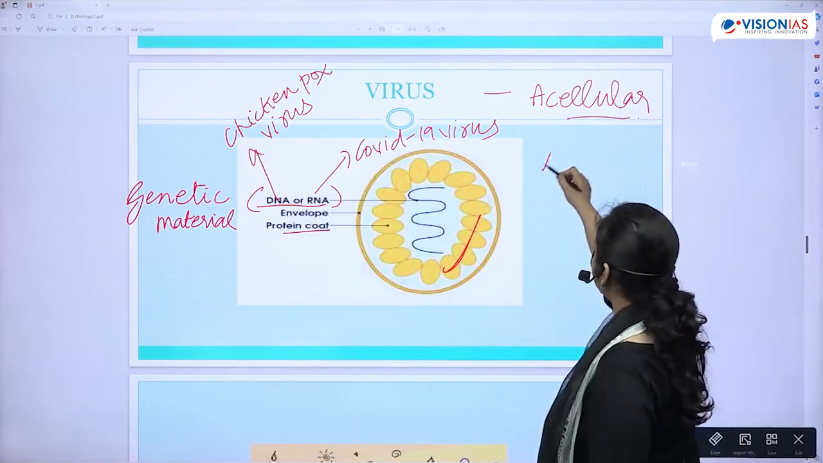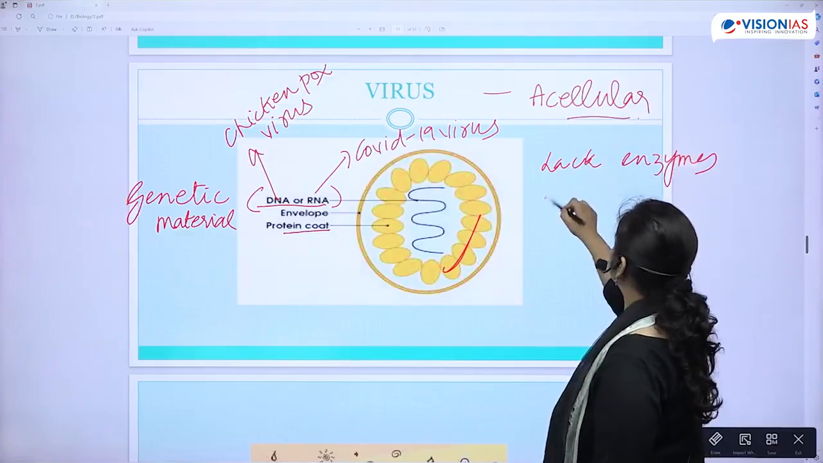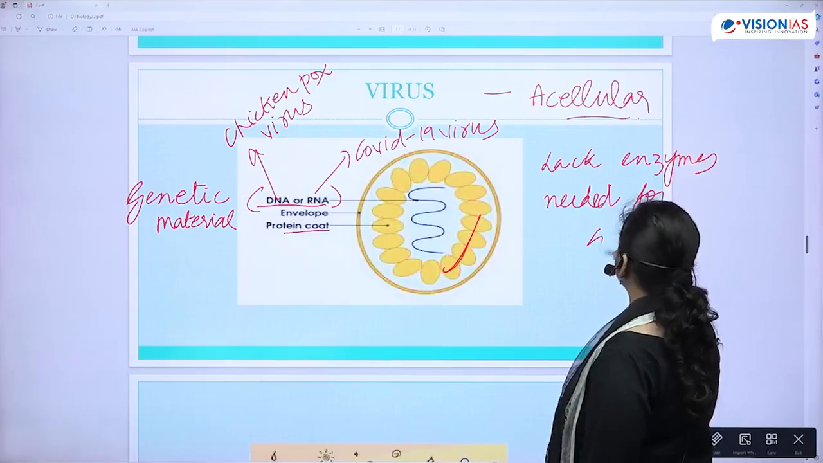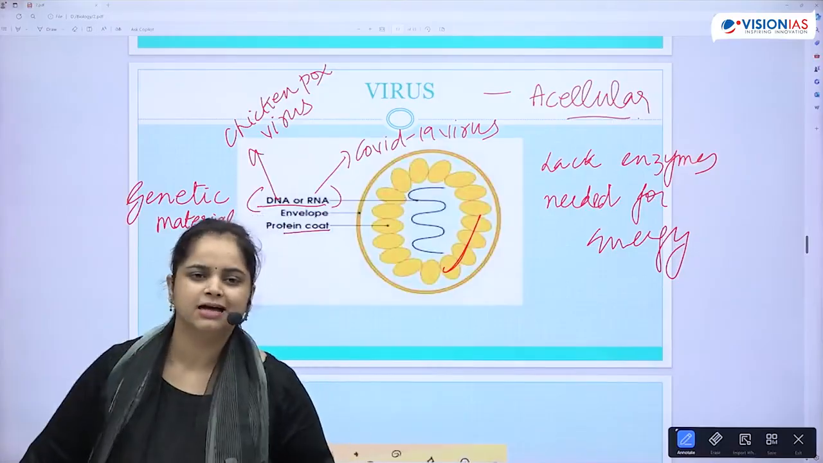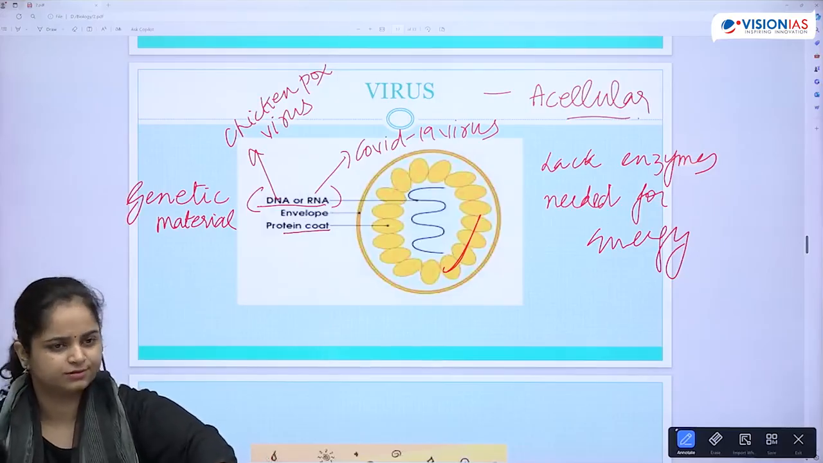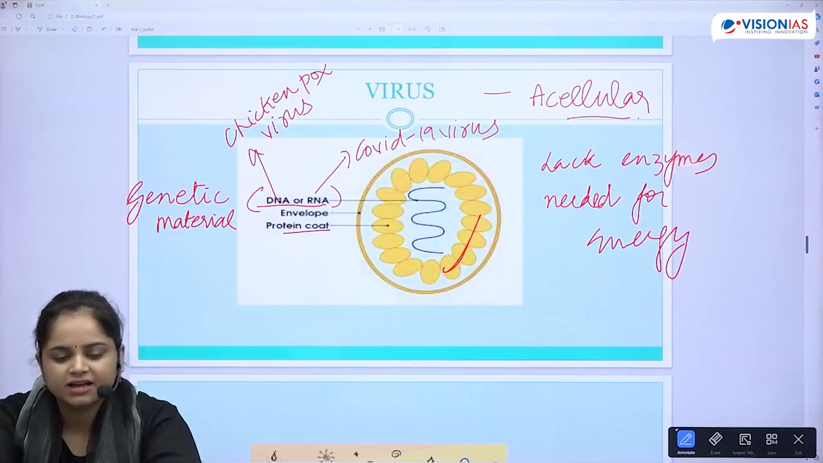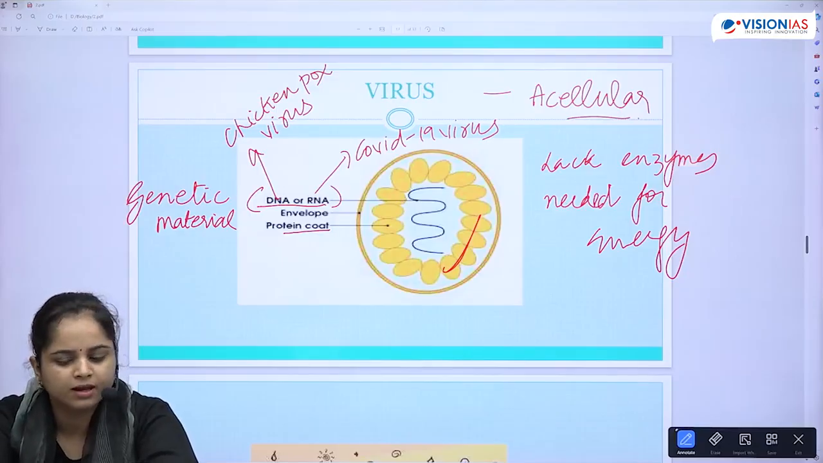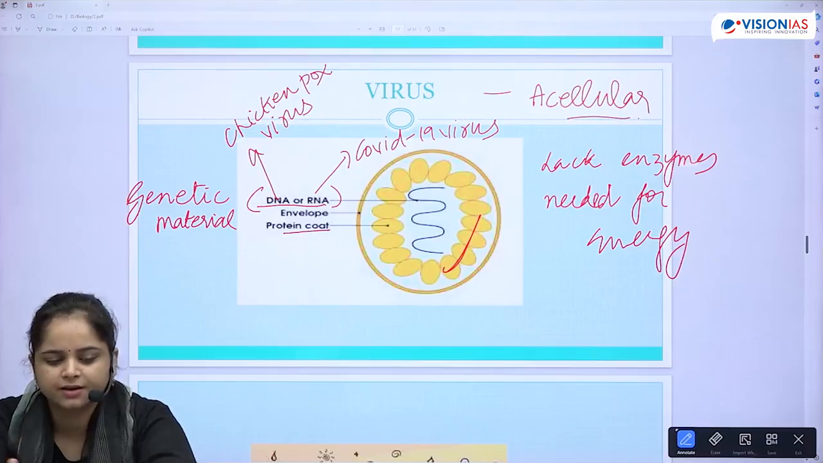But viruses lack the enzymes needed for energy. To produce energy, there are certain enzymes which are needed in the body, and viruses don't have those enzymes. So if you can't produce energy, you can't do anything. Virus in itself is like a non-living thing. Neither will it produce energy nor will it do any other work. Okay, it's just existing there.